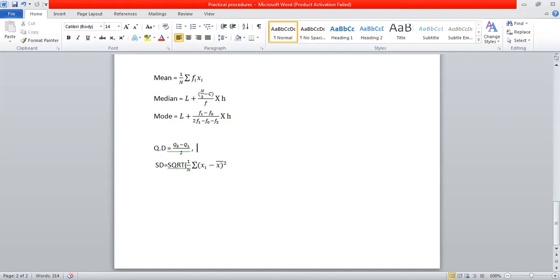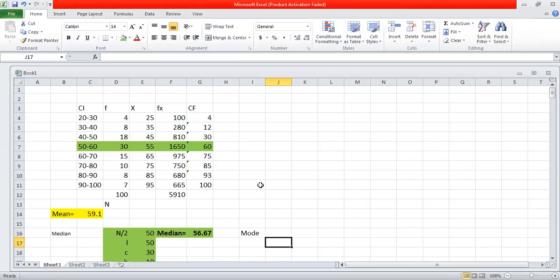Now, for this, we have to first find out the modal class. What is a modal class? Wherever you have the highest frequency. What is the highest frequency? 30 is the highest frequency. Corresponding to 30, whatever the class we have, that itself is the modal class. So corresponding to this, write the values.